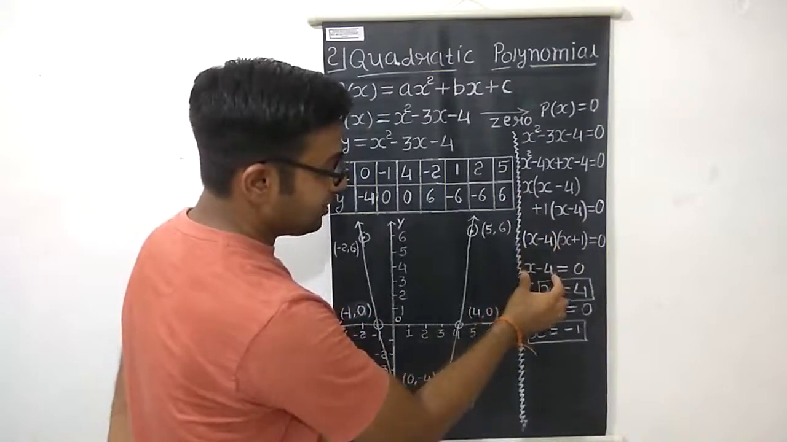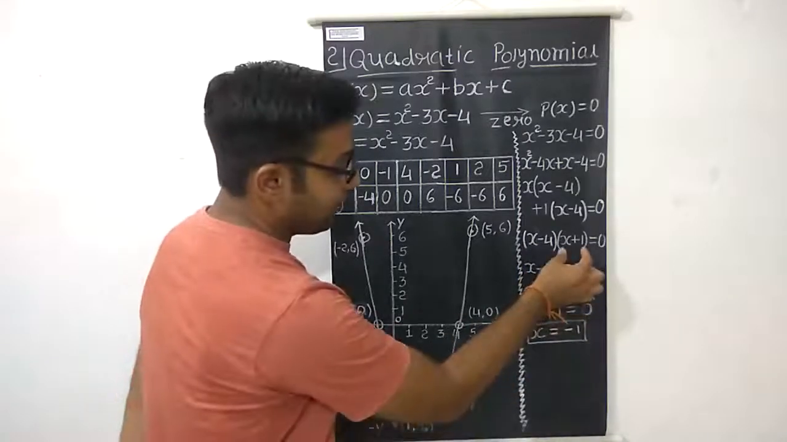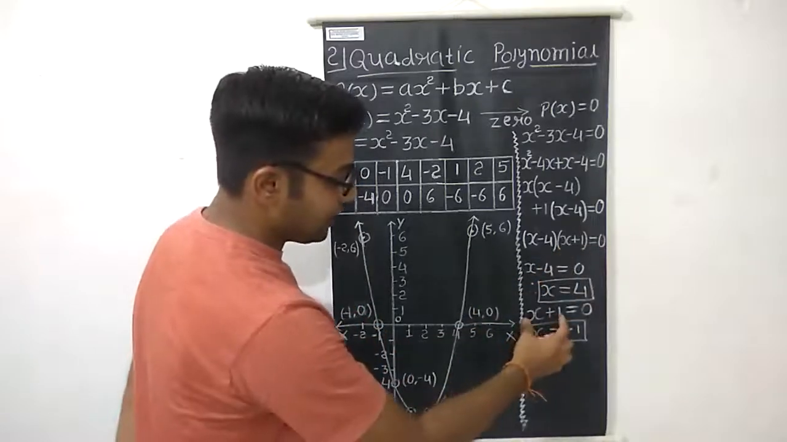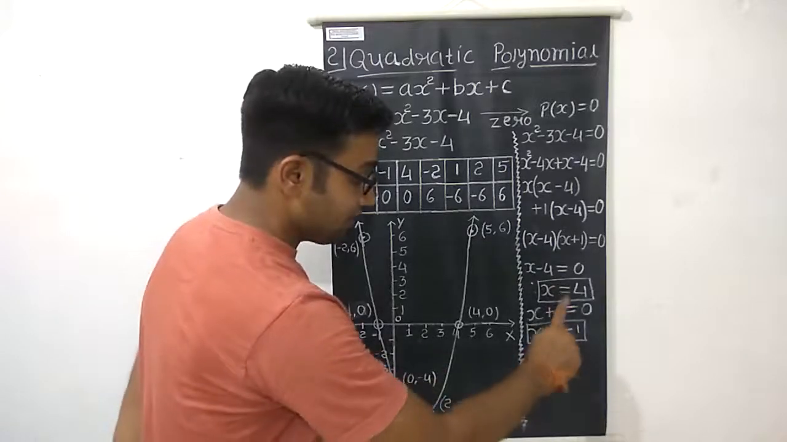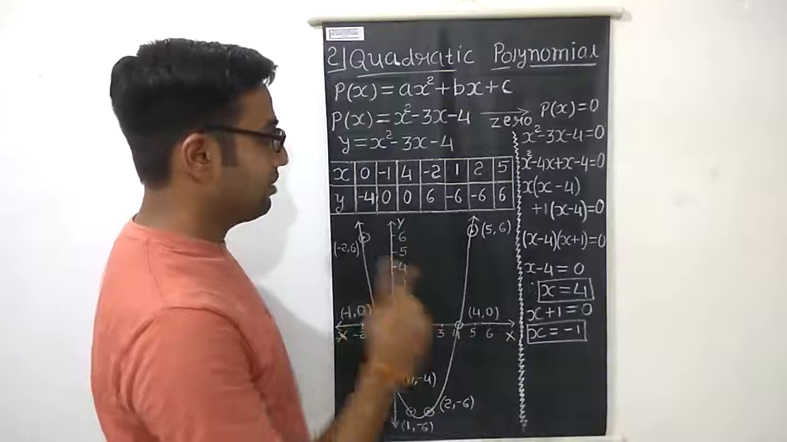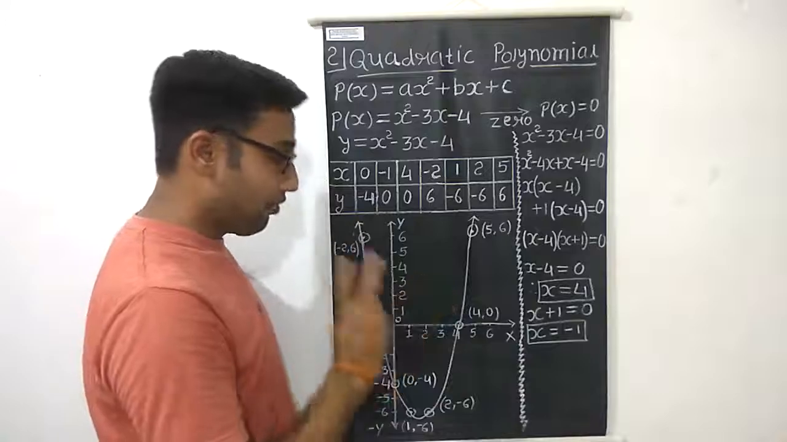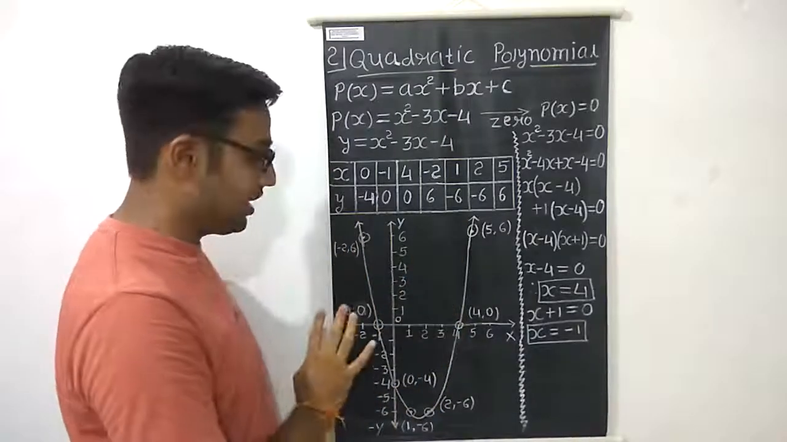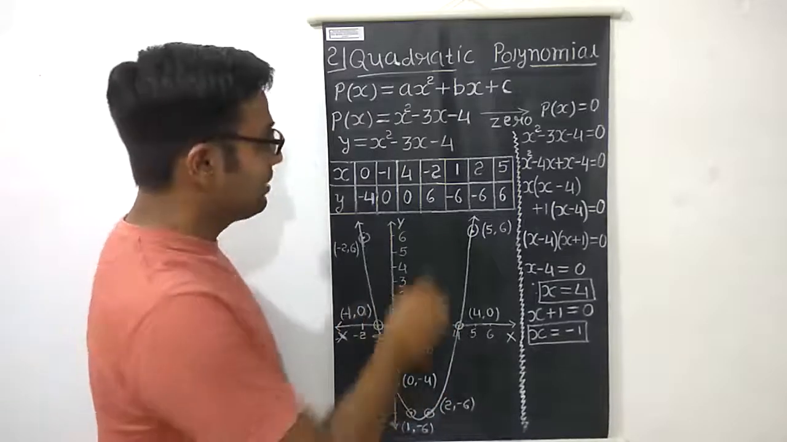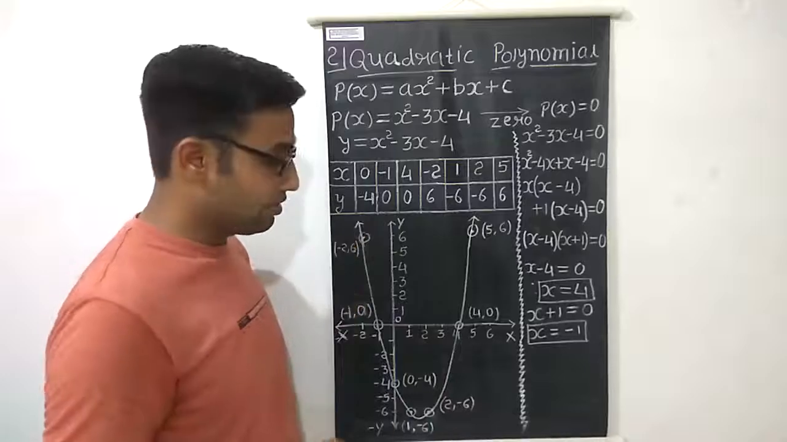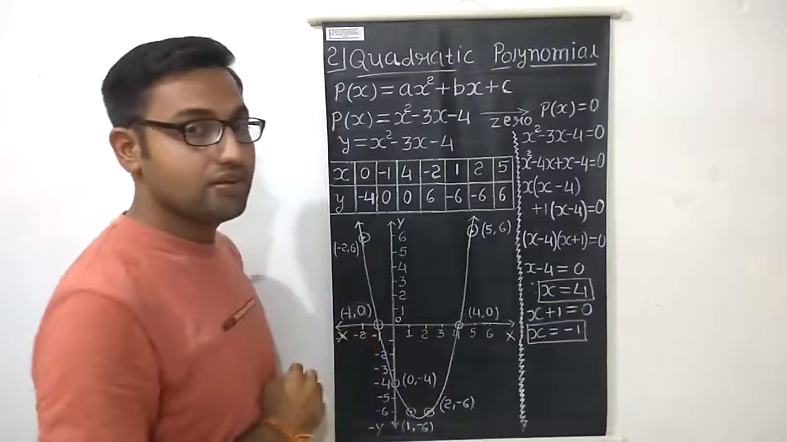Comparing x minus 4 with 0, we get x equals 4. And comparing x plus 1 with 0, we get x equals minus 1. So how many zeros do we get? 2. Why? Because the maximum power is 2, so the maximum number of zeros is 2. From the graph also, we can say that as it touches the x-axis at only 2 points, this polynomial has a maximum of 2 zeros. These both values, 4 and minus 1, we can see here also.